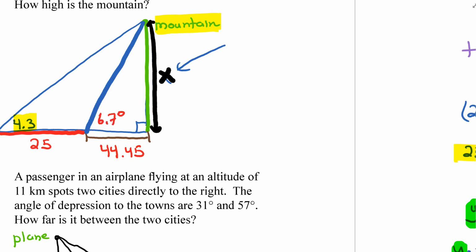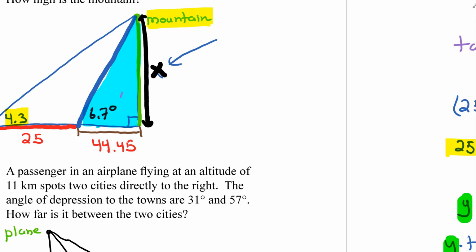All right, so take a look at this blue triangle now, this mountain triangle here. That smaller triangle, and our job now is to find x. Okay, well, x is now the opposite. Well, it always was the opposite. So this is the opposite, and the 44.45, that's your adjacent. So the trig function that relates the opposite and adjacent together is tan. So this would be tan of 6.7, which equals the opposite divided by the adjacent, which is 44.45.